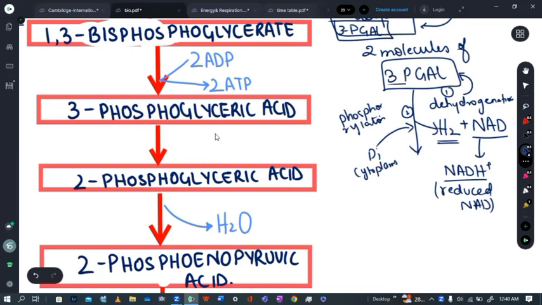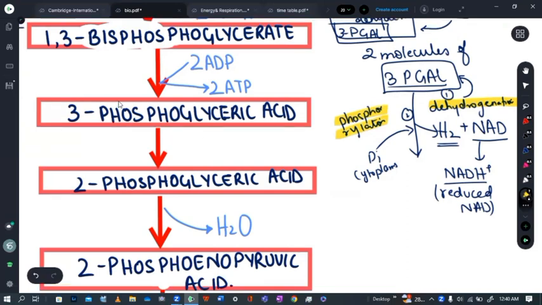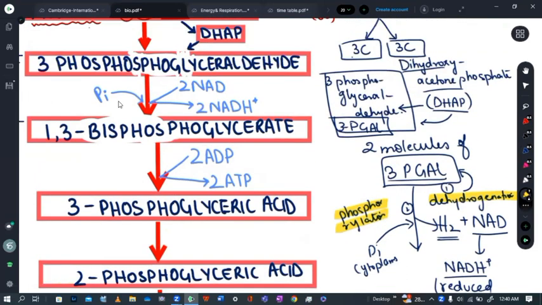So two things happen to this 3-phosphoglyceraldehyde. The first one is dehydrogenation taking place, and the second one is phosphorylation. After these two things happen to the 3-phosphoglyceraldehyde, it forms a compound known as 1,3-bisphosphoglycerate. In 1,3-bisphosphoglycerate, an inorganic phosphate gets attached to carbon number 1, thus forming 1,3-bisphosphoglycerate.